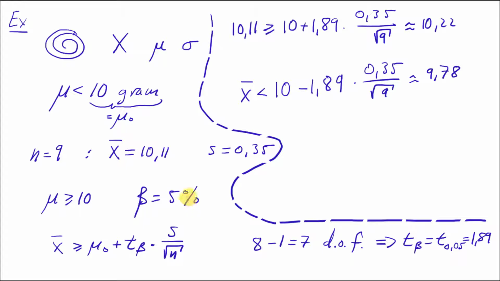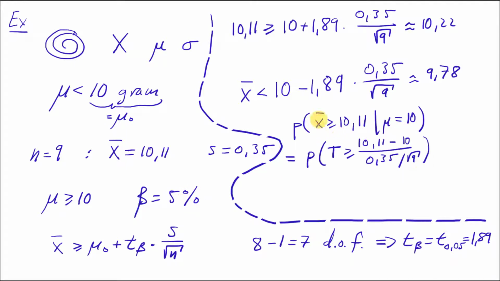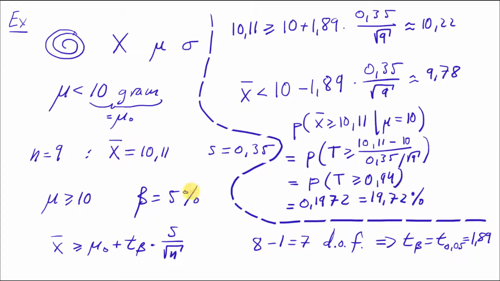So if the customer wants to conclude something more definitive, then he or she needs to choose a larger sample size, that means testing more cinnamon buns, or choosing a larger significance level. And the smallest significance level they must in that case choose is given by the p-value, which is given by this one. By changing to a t-distribution, the probability is for t to be larger than or equal to 0.94, which according to the table is 19.72%. So the smallest significance level with which the customer can conclude that the cinnamon buns contain too much fat is 19.72%.